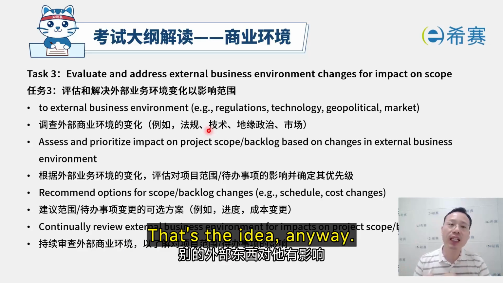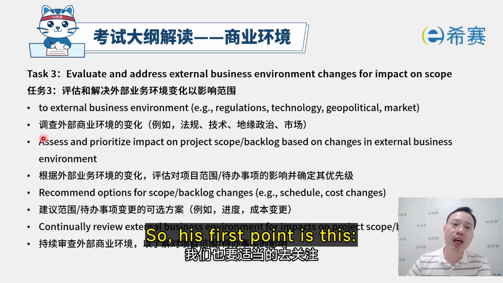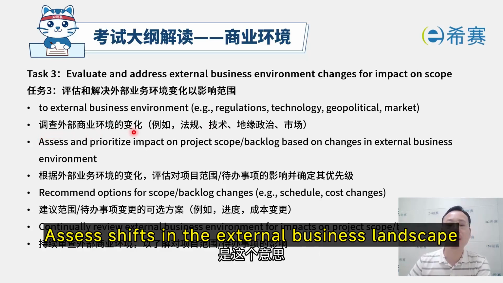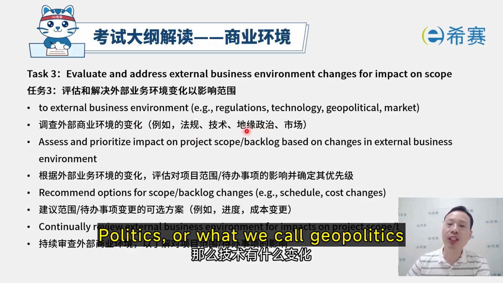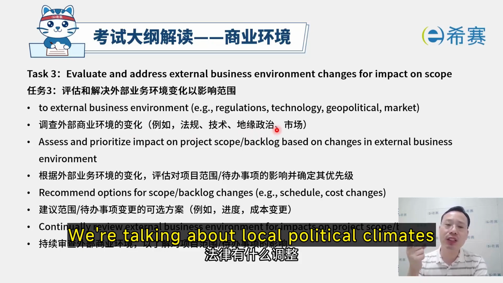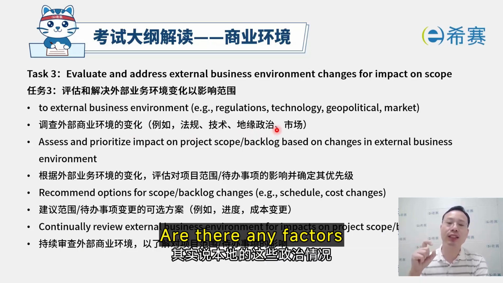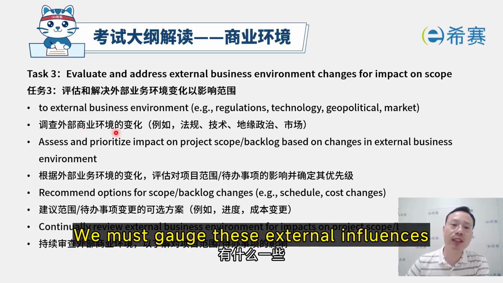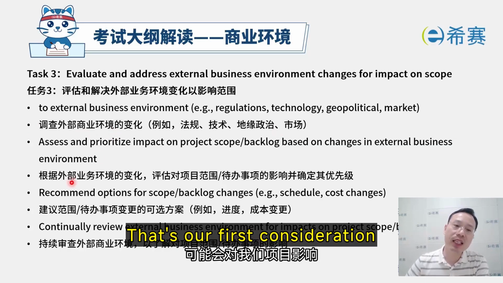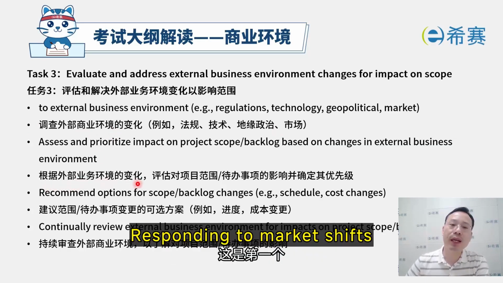That's the idea, anyway. So, the first point is this: assess shifts in the external business landscape. What tech advancements have we seen? Any changes in regulations, politics, or what we call geopolitics? We're talking about local political climates or regional political dynamics. Are there any factors that could affect our project? We must gauge these external influences. That's our first consideration. Next step, responding to market shifts.